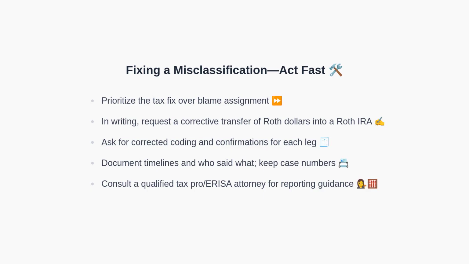Prioritize the tax fix rather than assigning blame. In writing, request a corrective transfer of the misclassified Roth dollars into a Roth IRA. Ask for corrected coding and confirmations for each leg of the transfer. Document timelines, names, and case numbers. Consult a tax professional or IRA attorney to determine proper reporting and potential relief options.